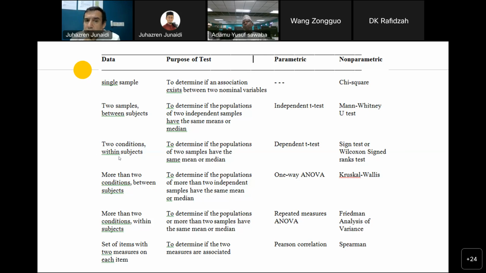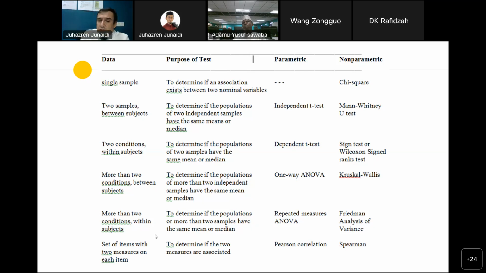If you have two conditions within subjects, to determine if the populations of two samples have the same mean or median, then dependent t-test or sign test or Wilcoxon signed-rank test. More than two conditions between subjects, to determine if the populations of more than two independent samples have the same mean or median: one-way ANOVA, non-parametric is Kruskal-Wallis.